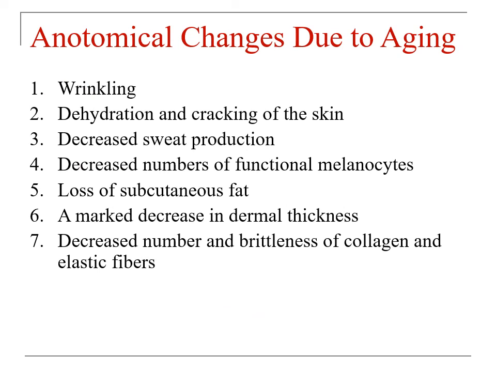Here we have the anatomical changes due to aging. Due to aging, we get wrinkles on our skin. And then we have dehydration and the cracking of the skin. We have decreased sweat production. We have decreased numbers of functional melanocytes. That's why older people look more pale, because their melanocytes are not producing as much melanin. Also, loss of subcutaneous fat, marked decrease in dermal thickness, and decreased number and brittleness of collagen and elastic fibers.